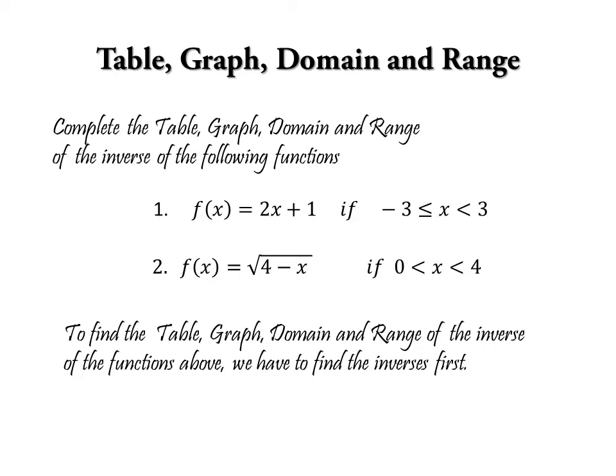The first function is 2x plus 1, and we have the condition if x is greater than or equal to minus 3 but less than 3. And we have the second function, which is square root of 4 minus x if x is greater than 0 but less than 4. To find the table, the graph, domain, and the range of the inverse of the functions, we have to find the inverses first.